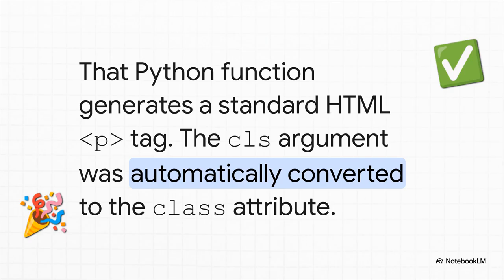Did you notice how the keyword argument class was automatically turned into the class attribute? That's the entire pattern right there. Positional arguments become the tag's content, and keyword arguments become its attributes. It's so intuitive, it almost feels like cheating.